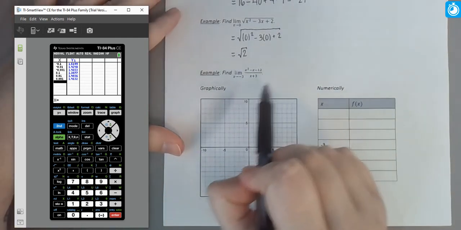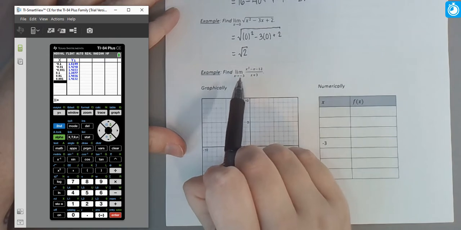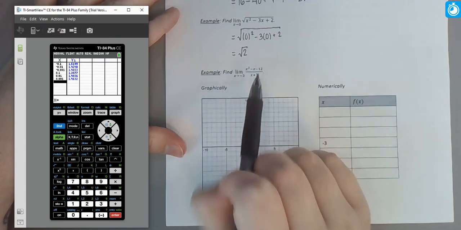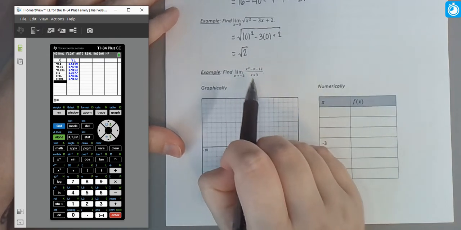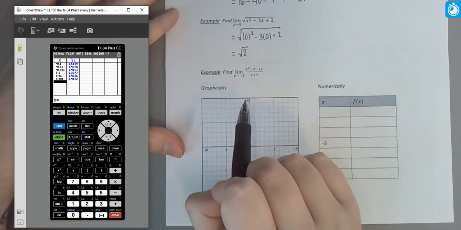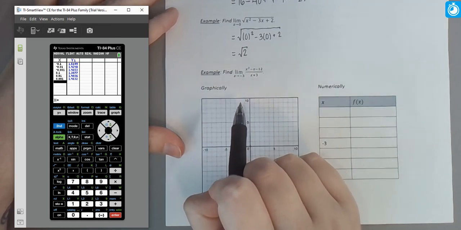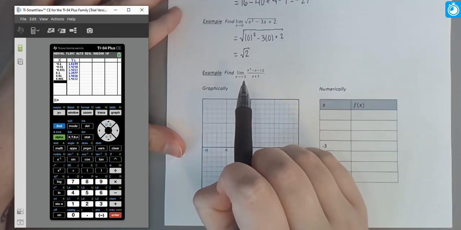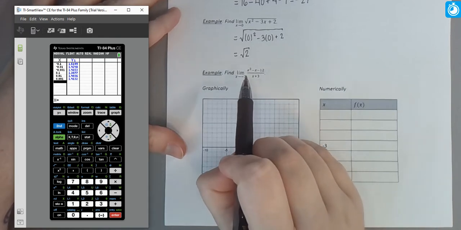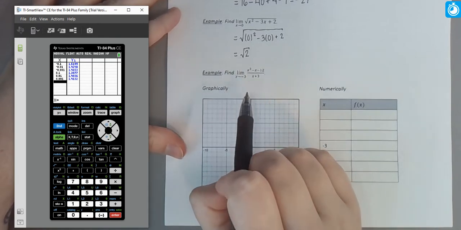So this is a rational function. We want to find the limit as x approaches negative 3 of (x squared minus x minus 12) divided by (x plus 3). So based on the rule for something being in the domain, can we evaluate this limit by just plugging in?